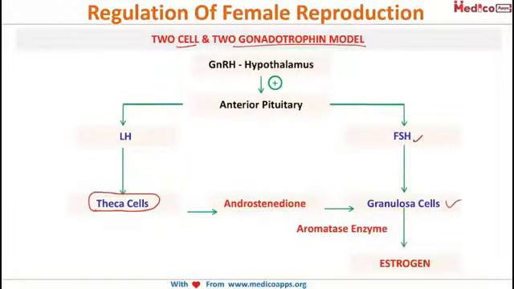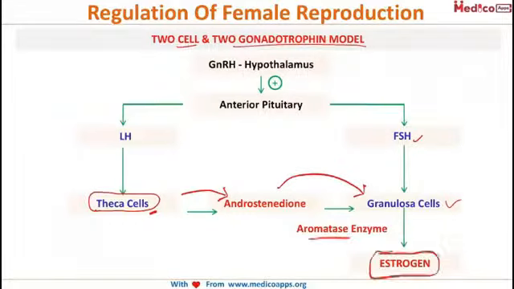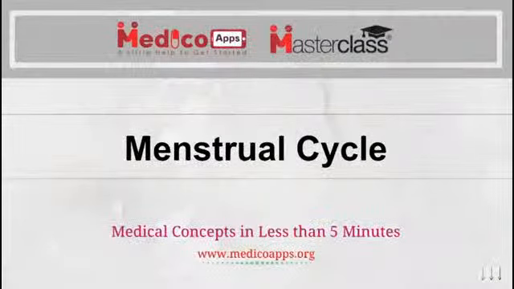Now what do these Theca cells do? They release androstenedione. This androstenedione goes and acts on the Granulosa cells. When this androstenedione reaches the Granulosa cells, it is acted upon by the aromatase enzyme and finally converted into estrogen. So that is how estrogen is formed. Right. With that note, let's proceed to the menstrual cycle.